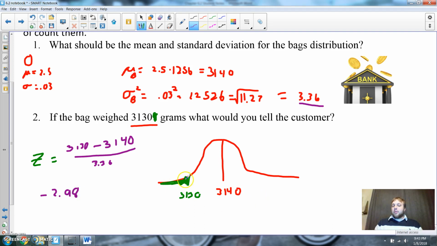That's pretty far down. There's very little left over here. That means I'm pretty far away from where it should be, right? There's a lot of stuff up here. That's where it should be. But I'm pretty far away. So what should I tell?